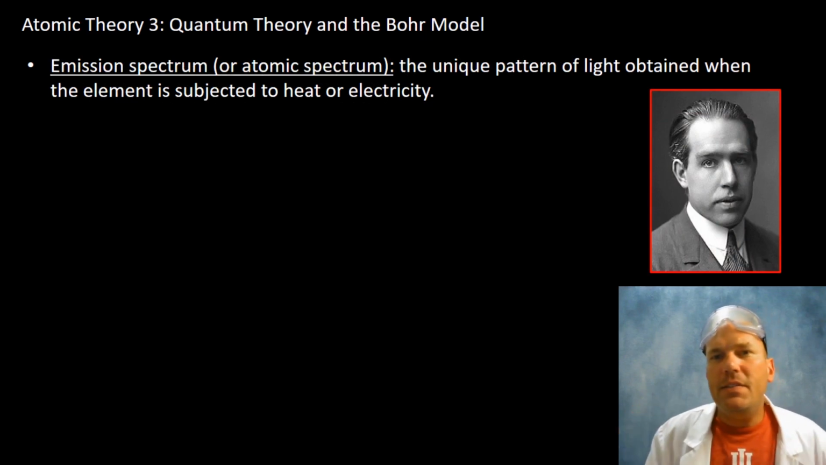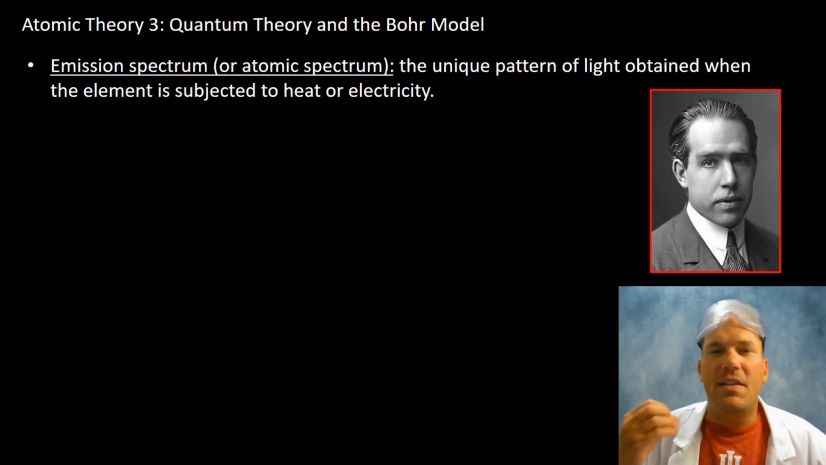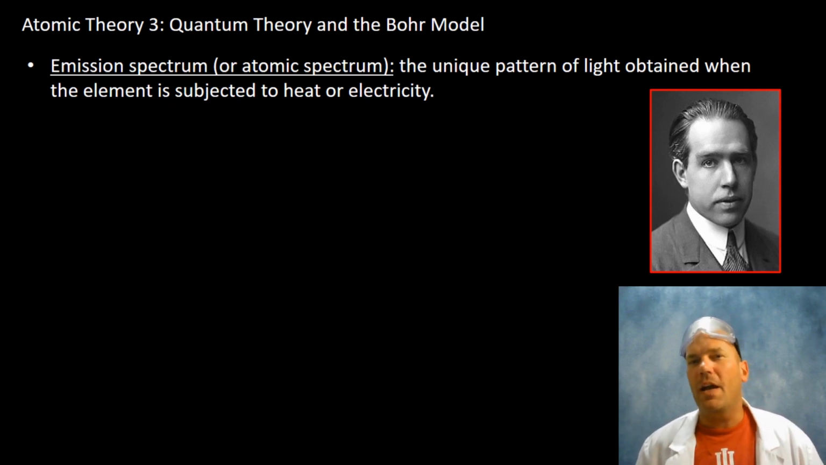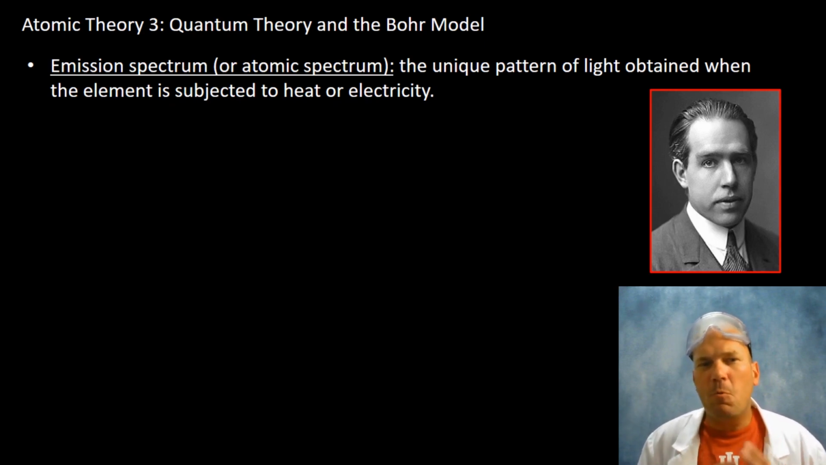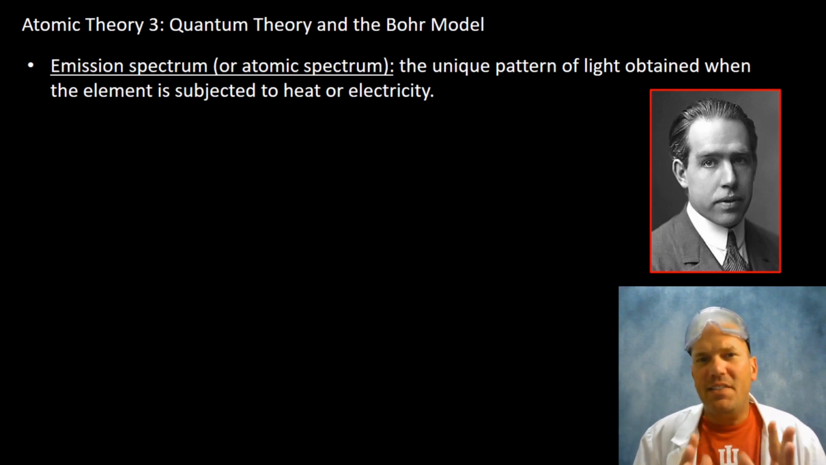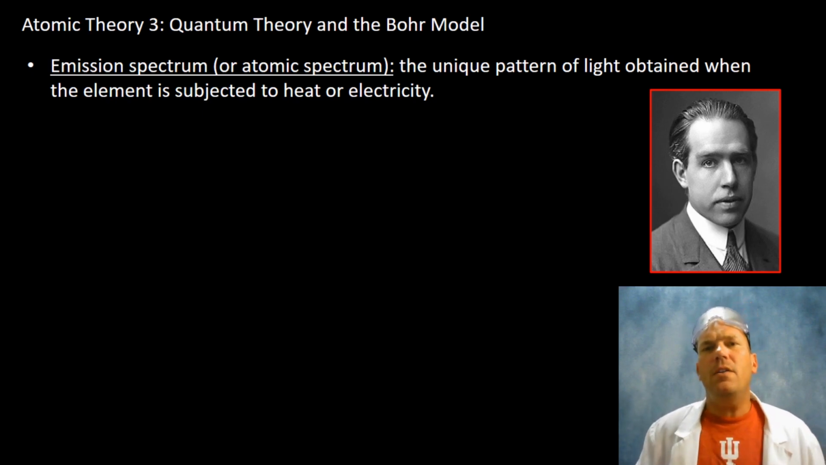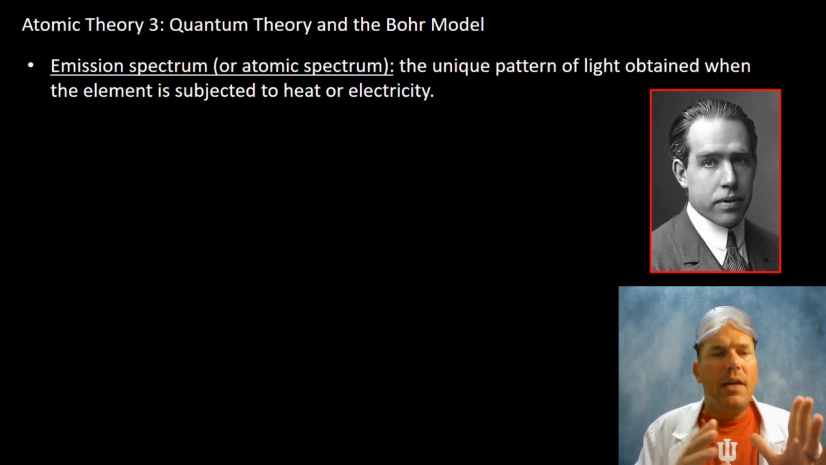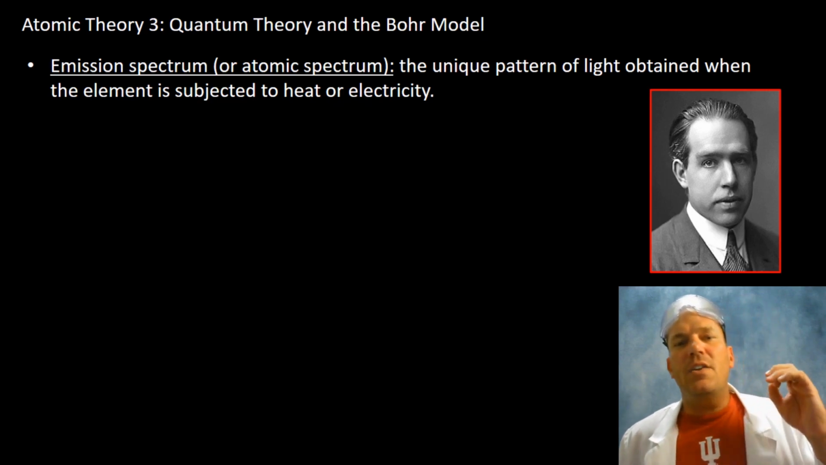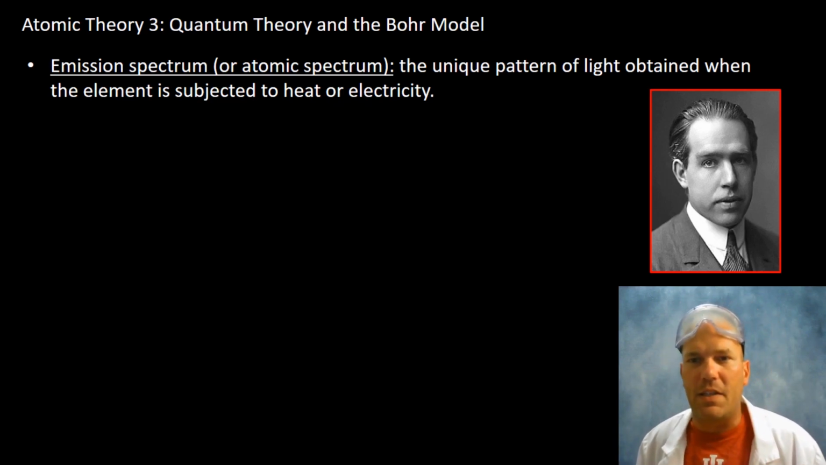So, let's go talk about Niels Bohr. Somebody I've mentioned before. Even at the beginning of this course, I've talked about Niels Bohr. All right. He was doing some work with emission spectrum or atomic spectrum. All right. What this is, it's a very unique pattern of light, almost like a barcode, that's obtained when an element is subjected to energy like heat or electricity.